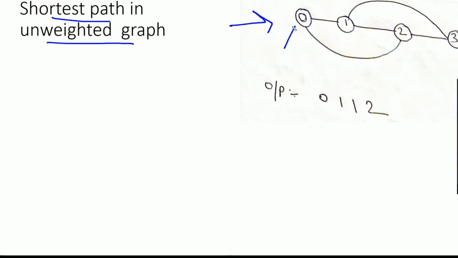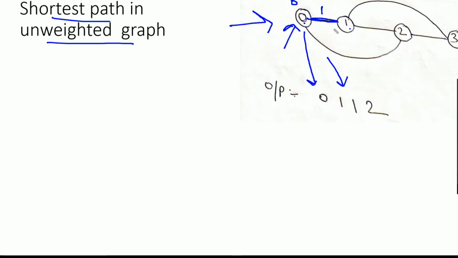So if we consider vertex 0 as the source vertex, the distance between 0 to itself will be what? It will be 0. The distance between 0 and 1 is nothing but 1. So this 1 represents the number of edges connecting the source vertex and the current vertex. So this is my source vertex, and suppose this is the current vertex. The number of edges represents the distance. So basically the distance between 0 and 1 is what? It is 1.